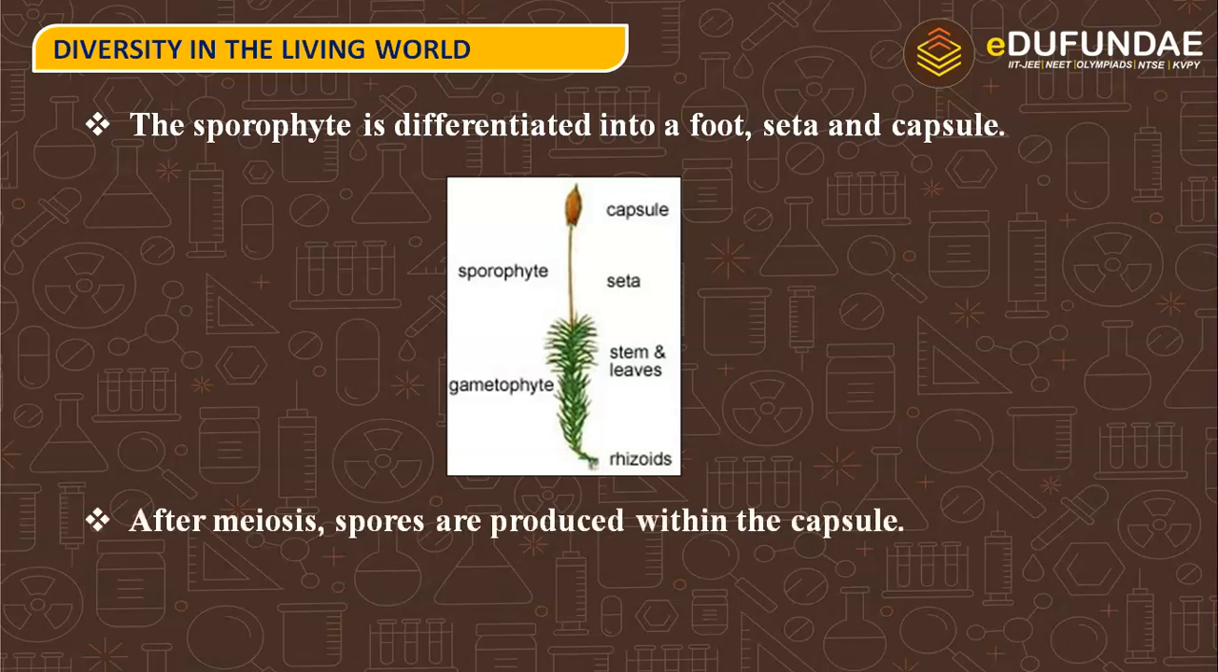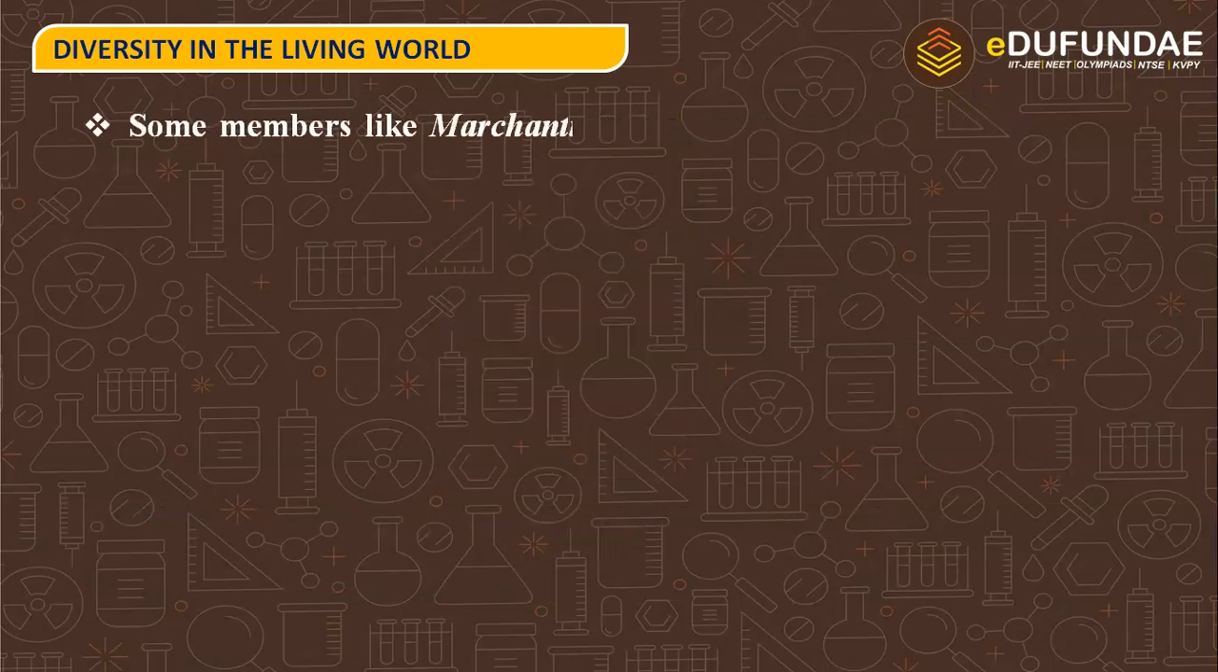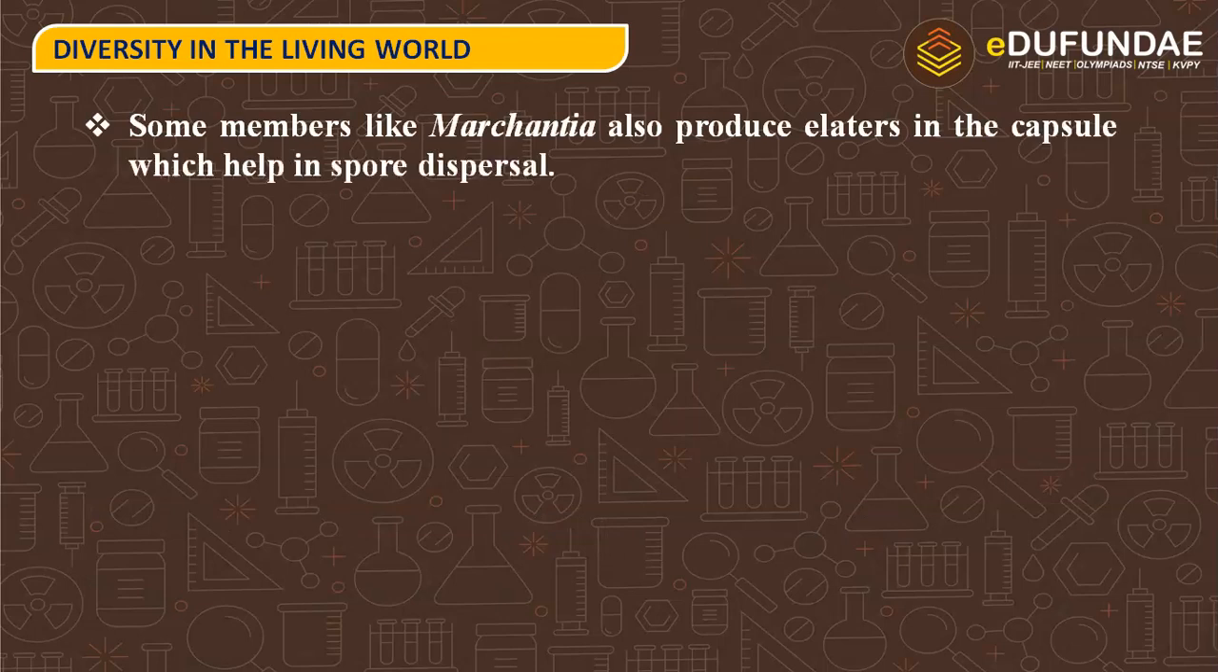After meiosis, the spores are produced within the capsule. So this capsule structure that you are seeing at the apex contains the spores that are produced after the process of reduction division, that is meiosis. Some members like Marchantia also produce elaters in the capsule which help in spore dispersal.